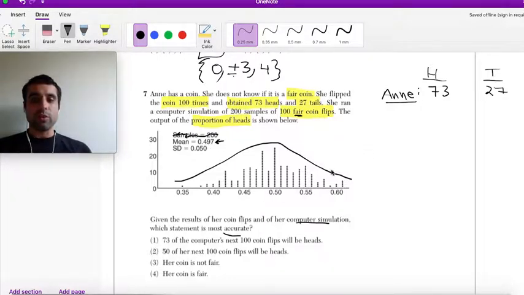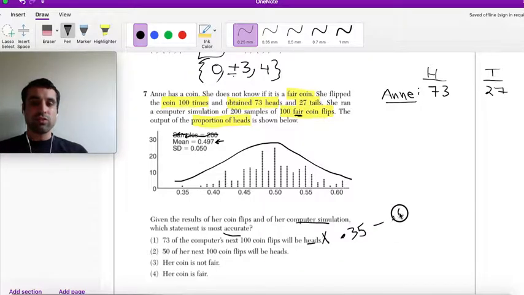First thing we want to do is read the choices before I jump ahead of myself. 73 of the computer's next 100 coin flips will be heads. The highest number of heads, because these are going by, this is 40 heads, 41, 42, 43, 44, 45. We got 60 and 61. That is very unlikely because the computer never got more than 61 heads. The lowest was 35 heads, which is 0.35, to the maximum, which was 0.61. So anything more than 60 heads, we don't expect the computer to do that.